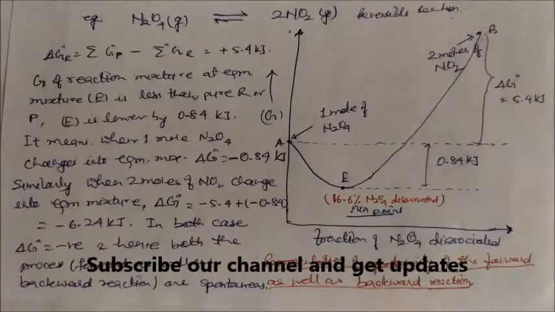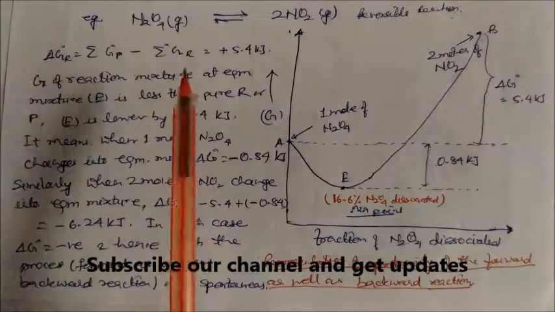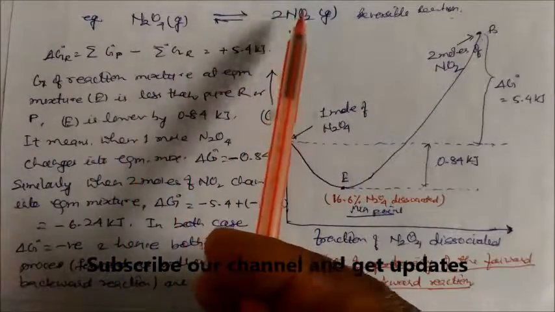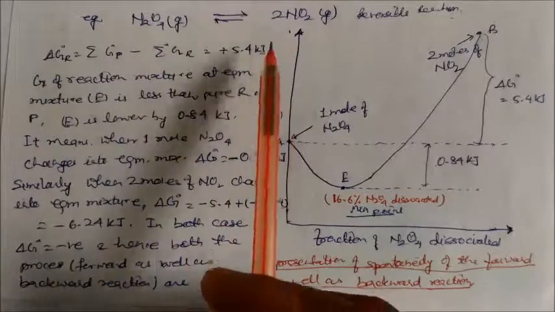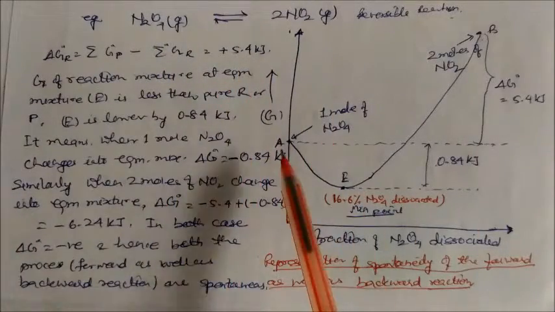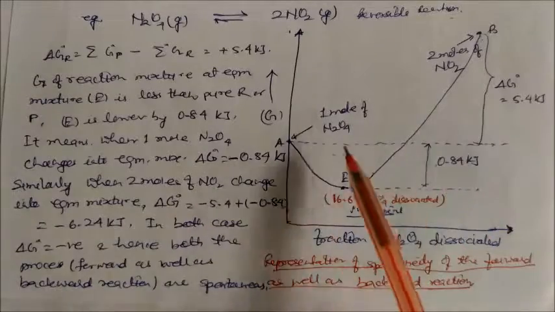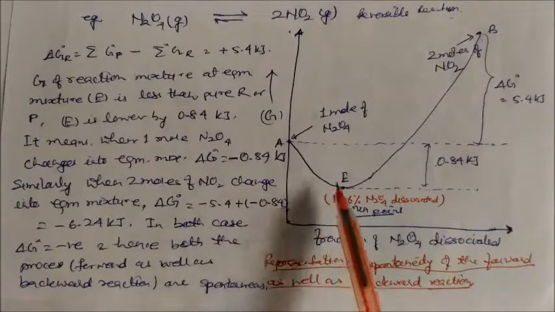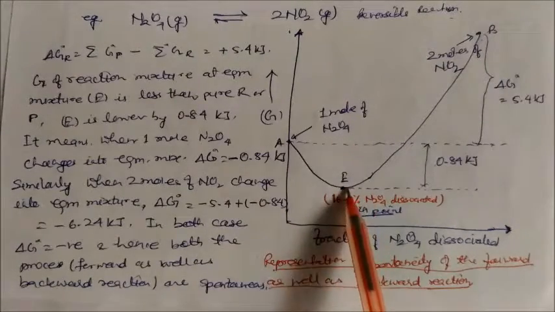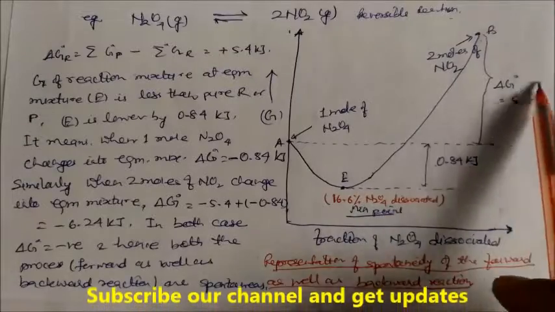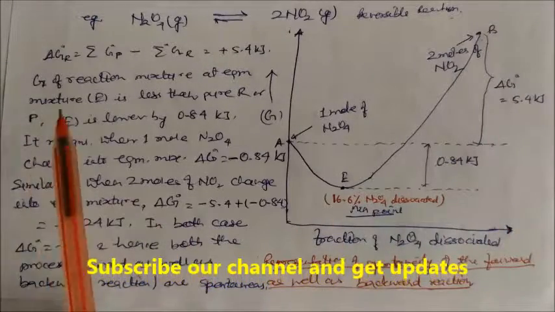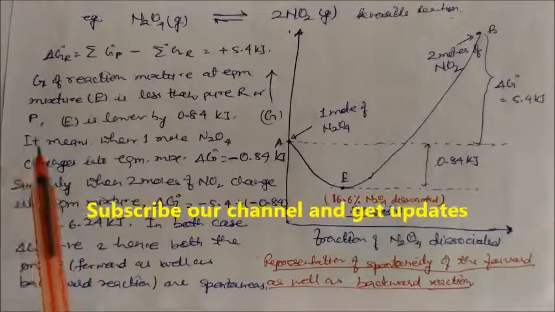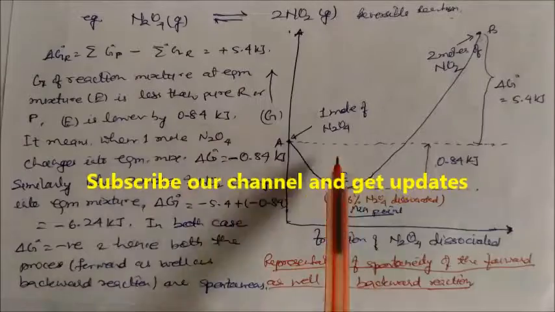Now let us see one example: N2O4 in gaseous form converted to NO2. This is a reversible equilibrium reaction. Here the free energy of the product minus the free energy of the reactant comes to about plus 5.4 kilojoules, as you can see from this diagram of N2O4 converting to nitrogen dioxide. This is the point where the equilibrium free energy is at its minimum. The G of the equilibrium mixture is less than that of pure reactant or pure product. Why? Because it is lowered by 0.84 kilojoule.